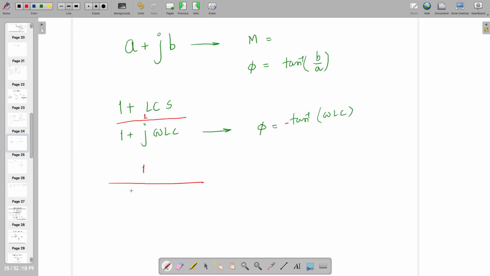But if it is like this, what will happen? Replace... not 2 times. It's equal to 1 plus, what will be the value? Minus 5 omega square LC. Okay. Now write down the phase equation. It's 1 by, so it will be minus tan inverse. I'm waiting for you to answer.